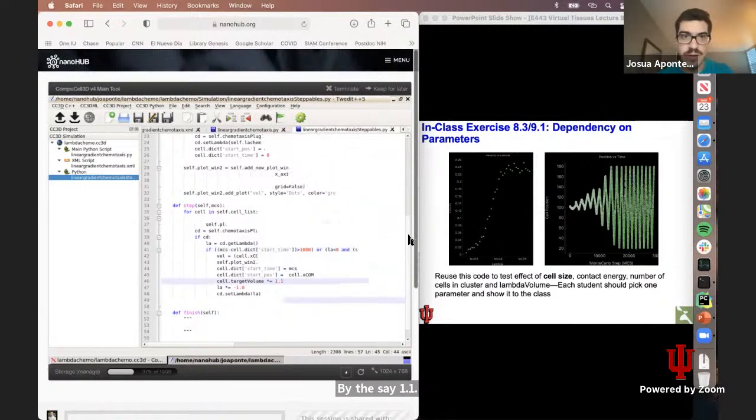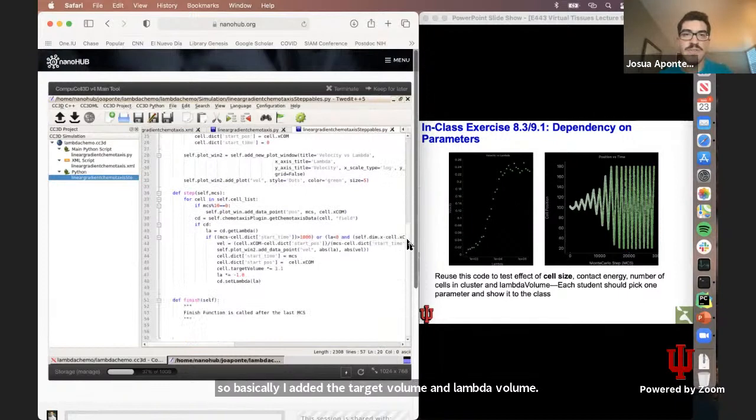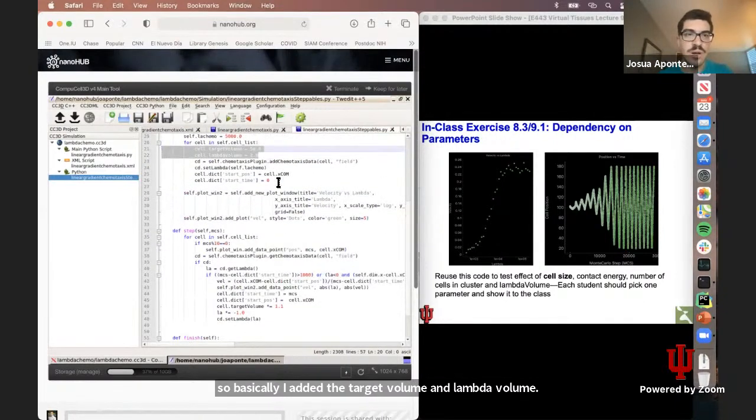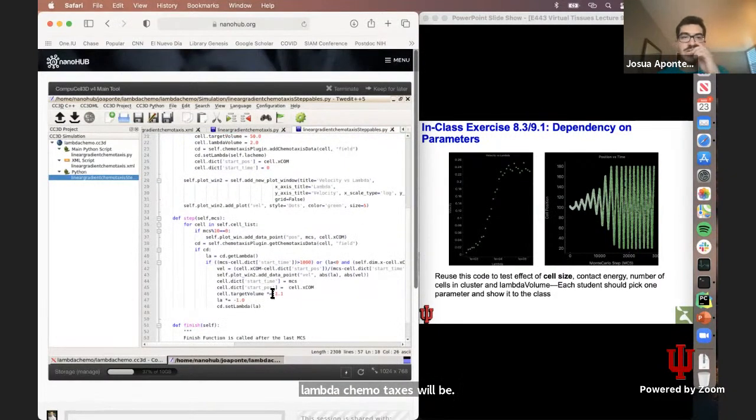Let's make sure that everything is fine. So basically I added the target volume and lambda volume. I specify what the initial lambda chemotaxis will be. And then instead of increasing lambda, I'm increasing the target volume, but I am still changing the direction of lambda.